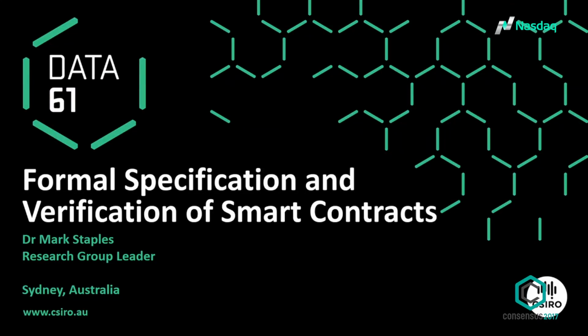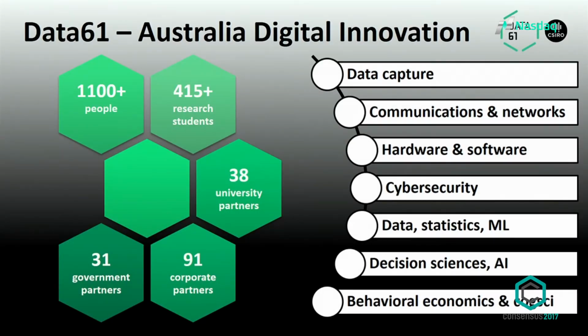If you're interested in the problem I'm going to talk about, my name's Mark Staples. I'm from Data61. I'm going to talk about formal specification and verification of smart contracts. So first, briefly, what is Data61? It's a national research institution. It's part of CSIRO, which does all sorts of research in mining and agriculture. Data61 is the digital innovation research piece of that.